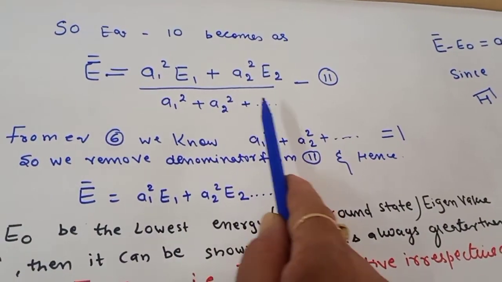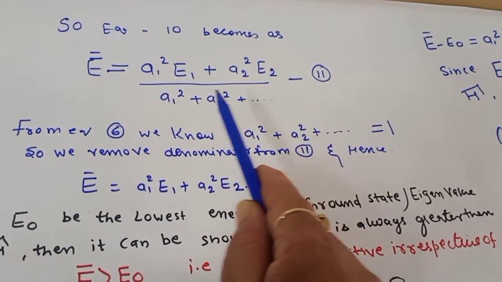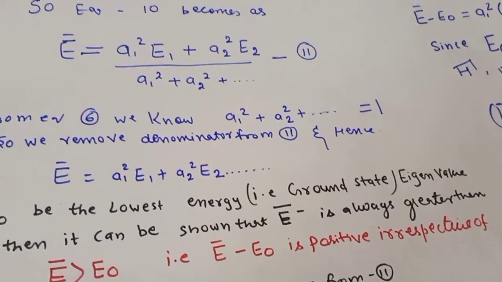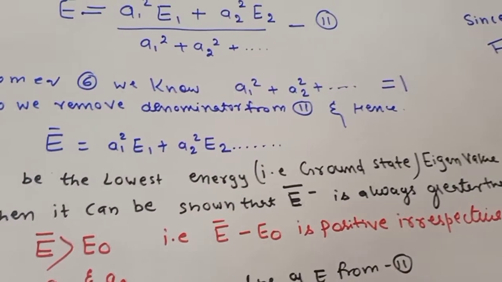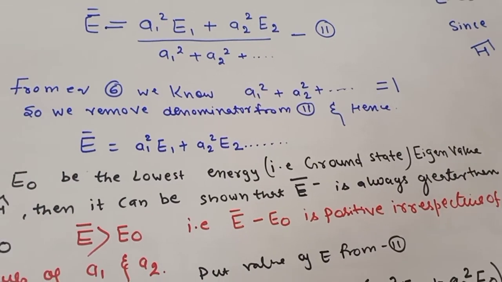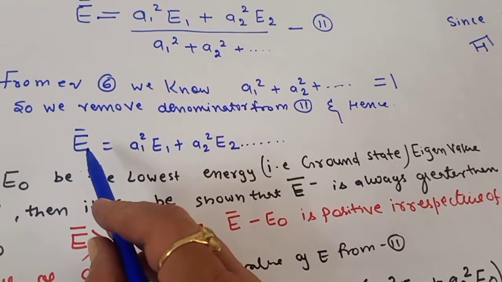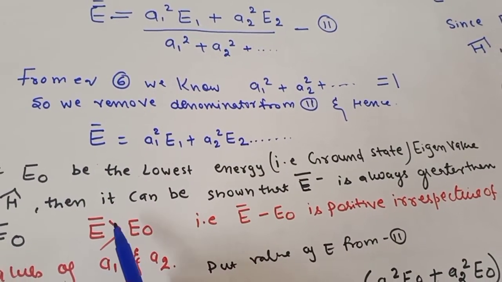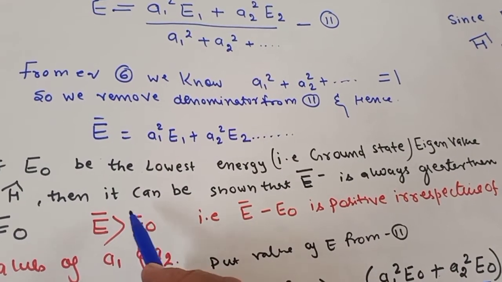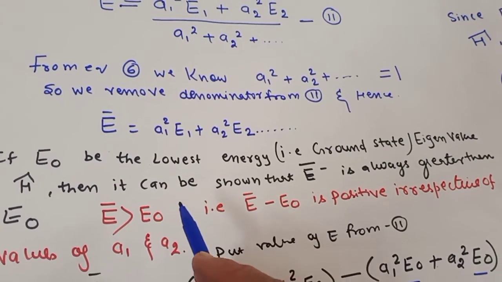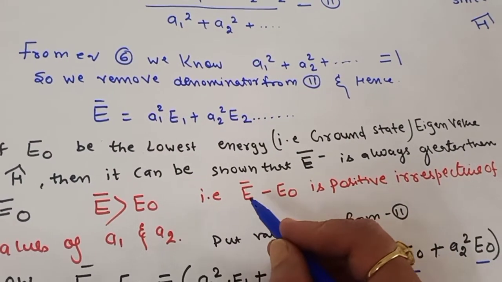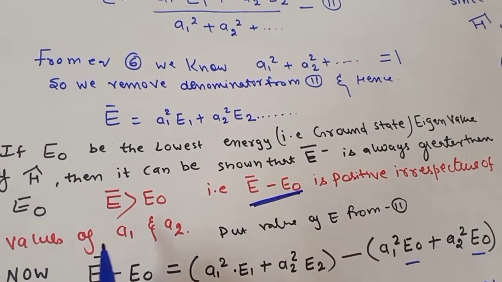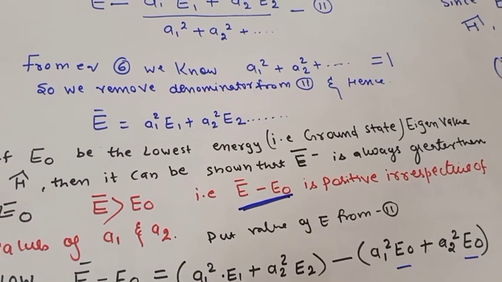So this denominator term will be only 1, so we will remove this. What we will get is E bar equals a1 square E1 plus a2 square E2 and so on. This is the expected energy value, and we discussed earlier that expected energy values are always greater than the ground state energy. So we will take E bar minus E0. If this is positive, then we can say that E bar will always be greater than E0.